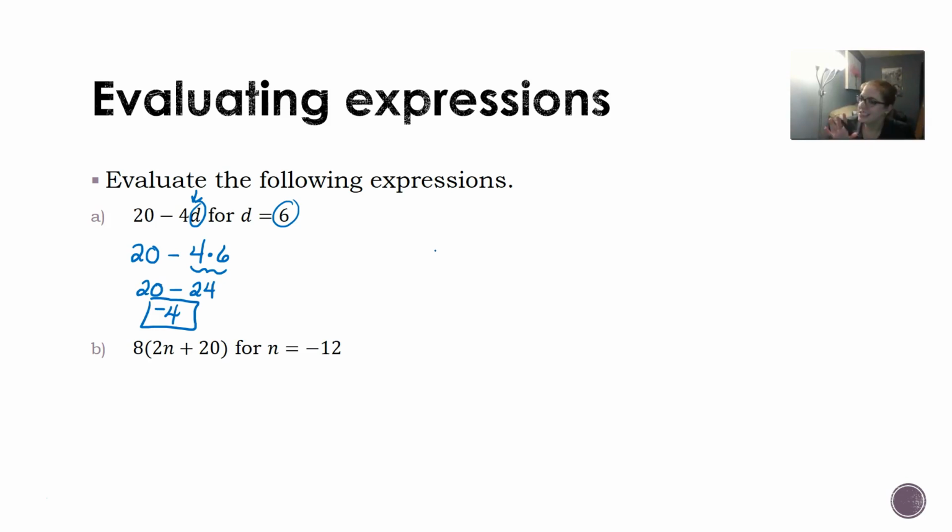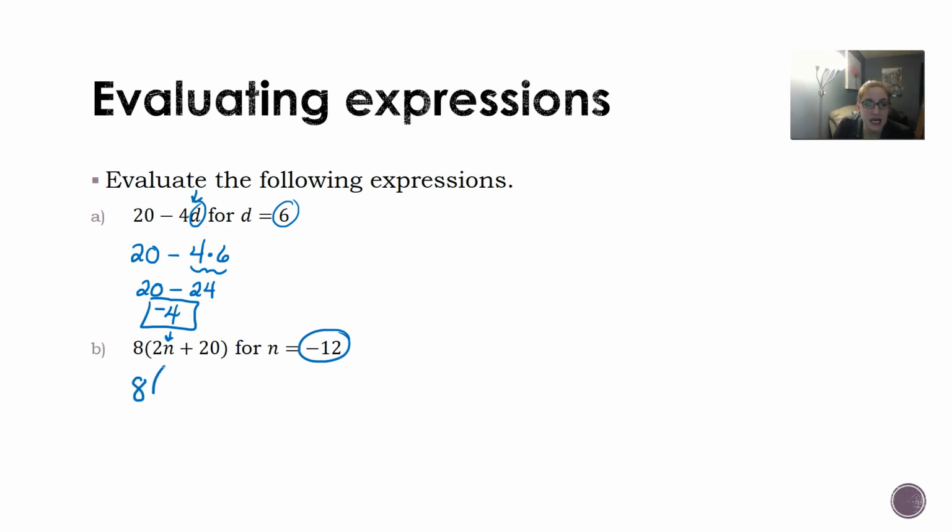Okay, let's try that again. Here we have the expression 8 times the quantity 2n plus 20 for n equals -12. We have a negative to work with. Always good practice to walk through negatives and make sure you're doing it correctly. So again, we're going to replace n with -12. This n right here needs to take a hike, and we're going to replace it with -12.